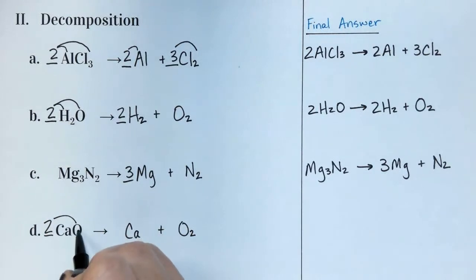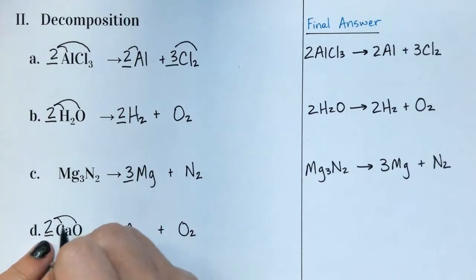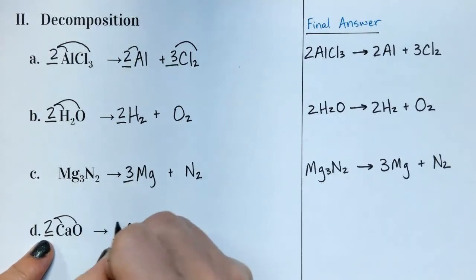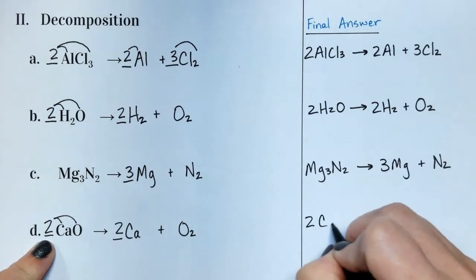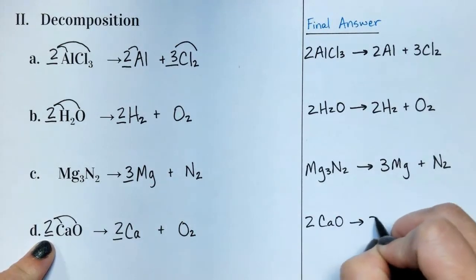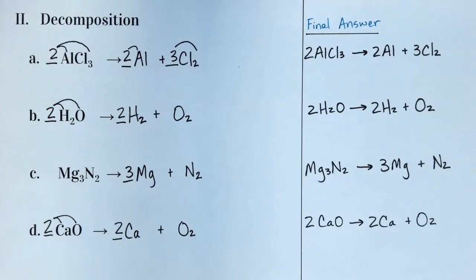That gives me 2 oxygens on the left to match the 2 oxygens on the right. This modified calcium. We have 2 calciums on the left now. So over here we'll need a 2. And now this is a balanced equation. 2 calcium oxides yields 2 calciums plus 1 oxygen.